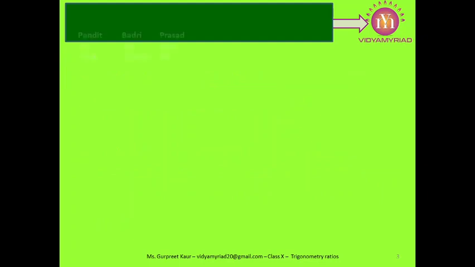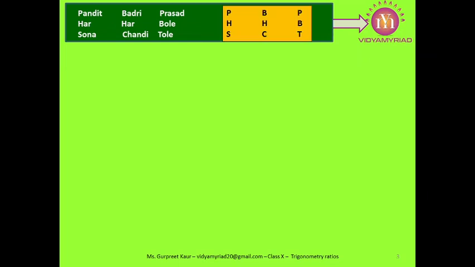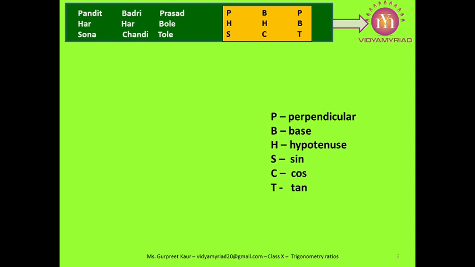Now I am putting one line over here, so you need to learn this. Pandit Badri Prasad har har bole sona chandi tole. Just learn this line and the whole of this concept you will find very easy. So when you know this, just write the first initials of these words, that is PBP, HHB, SCT. So these are the first initials, and when you know this, very easily we can find out the other things.